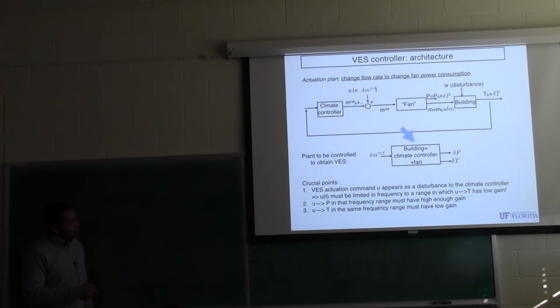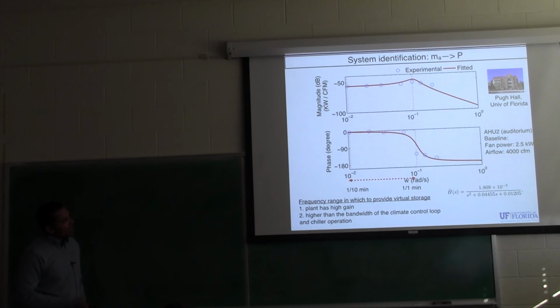So the airflow rate command to the power in that frequency range must have high enough gain, and airflow rate to temperature in the same frequency range must have low gain. So this is what Yash and Lin did. This is experimental data on that system.